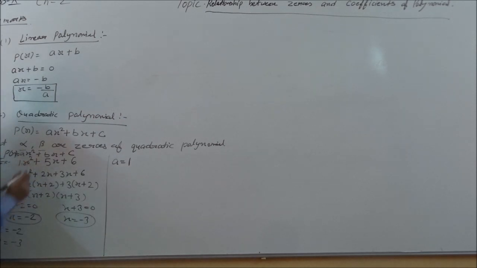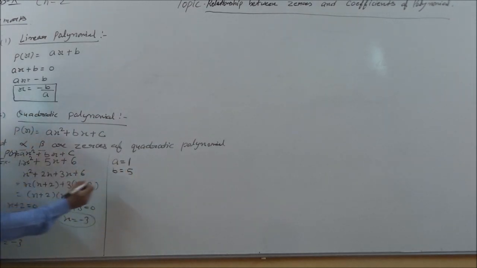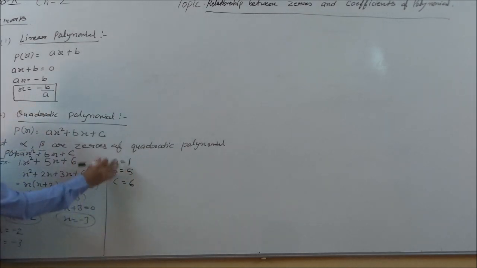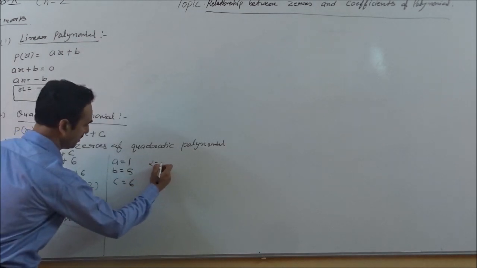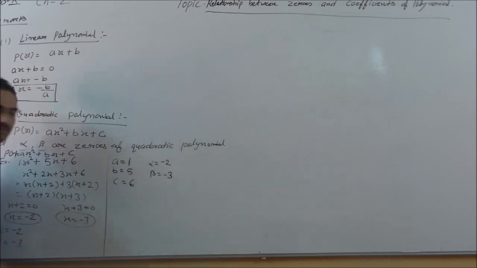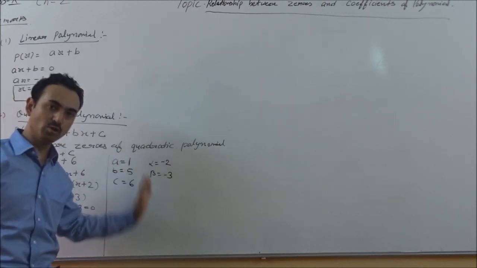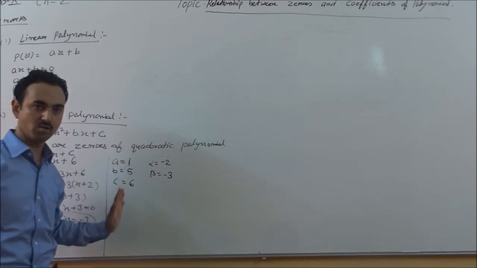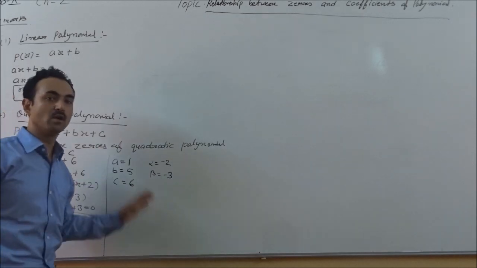And what is b here? Keep in mind you have to take the sign also. b is equal to 5. And what is c here? c is 6. So these are the coefficients and constant. And we got the zeros also: alpha is equal to minus 2 and beta is equal to minus 3. Now we have got the zeros and the coefficients and constant also. Now our work starts: how to find the relationship between the zeros and coefficients.